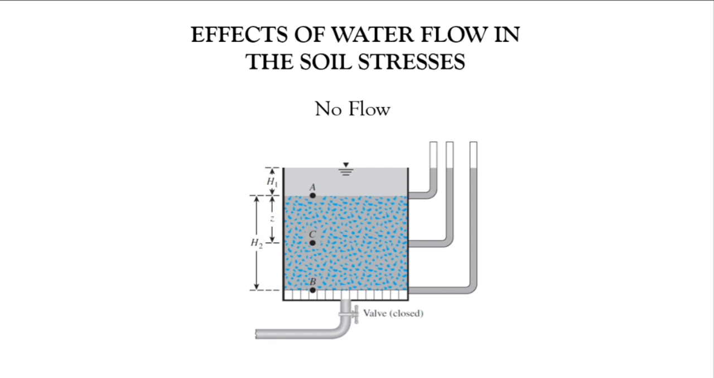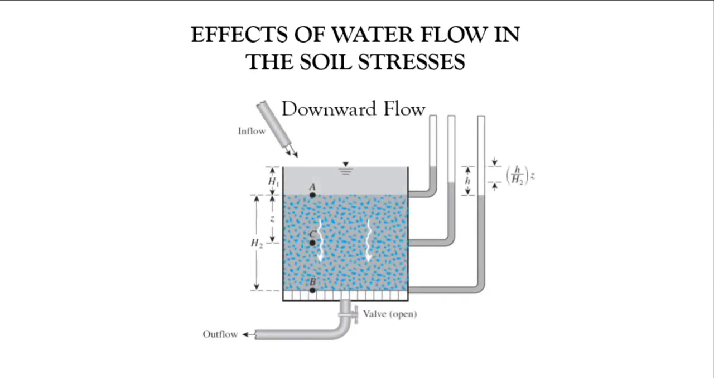What if nagkaroon ng flow? Let's say, binuksan yung valve, and then, nag-allow ng inflow. Ayan, mayroon tayong input ng tubig dito. Binuksan natin, so ibig sabihin yung tubig is magpo-flow downward. So, lalabas yan dito sa ating tube. So, ano kayang mangyayari sa stress? Ito yung setup para sa downward flow.